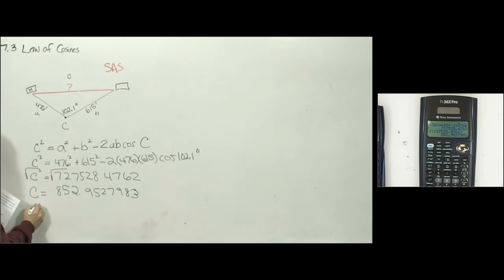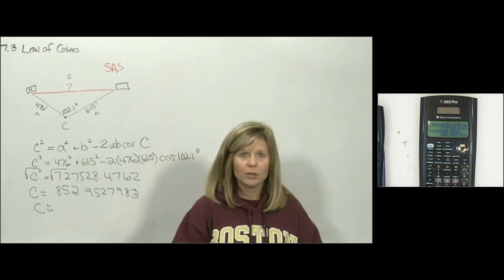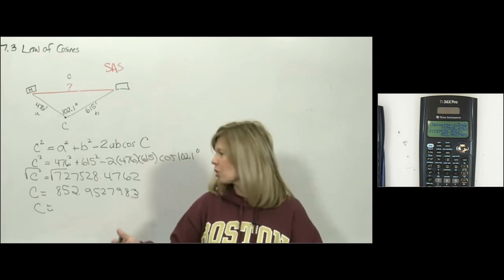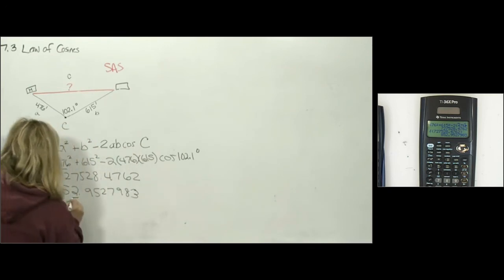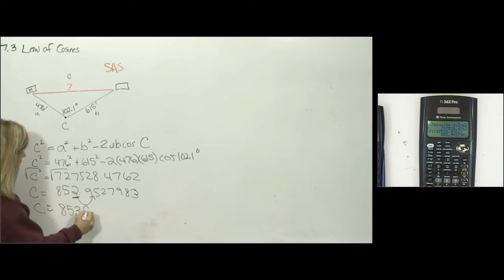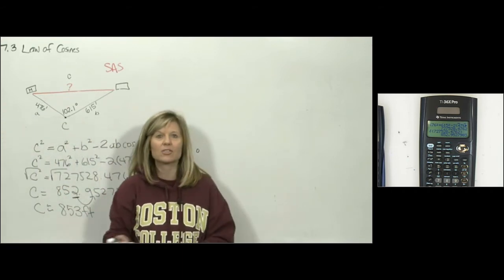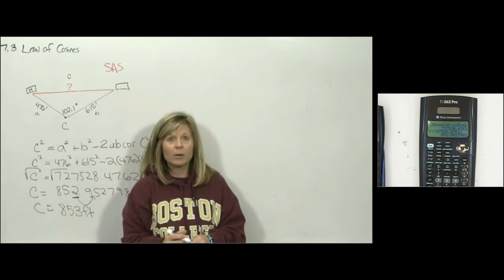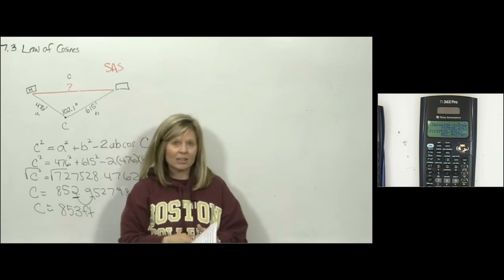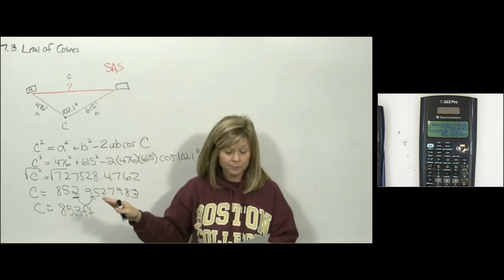And then we're going to read directions. It says how far are the mailboxes to the nearest foot. The nearest foot would imply the nearest whole number. So I have a 2 in my ones place. There's a 9 behind it. So this would be approximately 853 feet. That's how far apart the mailboxes are. Is everybody okay?